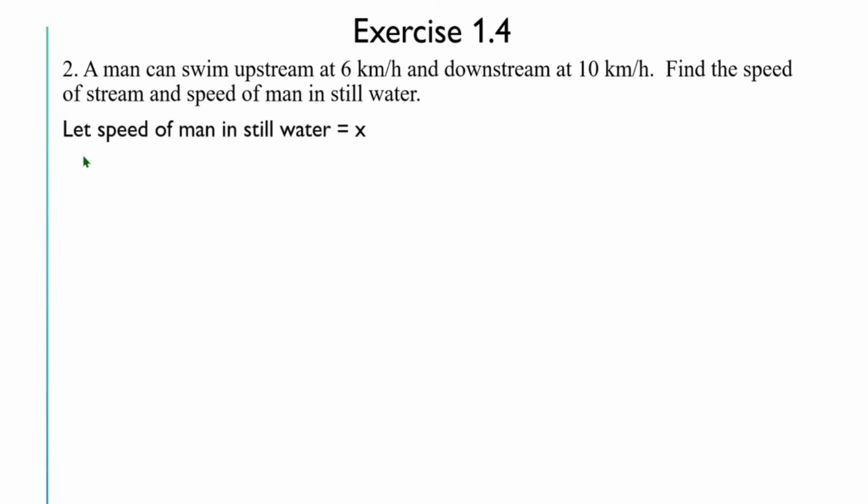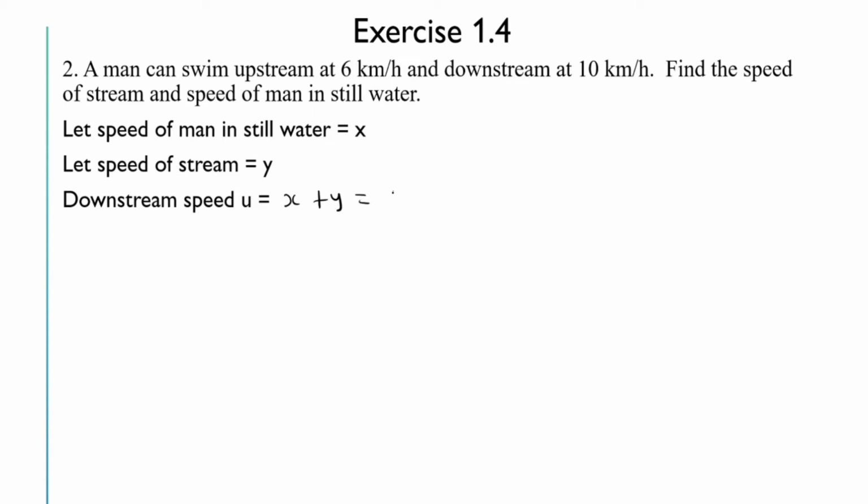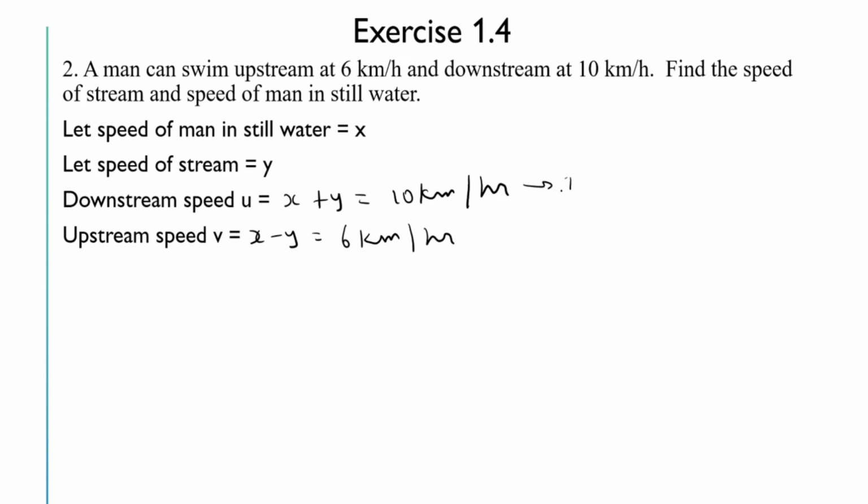So first let us consider speed of man in still water as x km per hour and speed of stream as y. Now the downstream speed u, we have already seen in the formula, u is equal to x plus y. It is given as 10 km per hour. Then the upstream speed v, we know it is equal to x minus y, it is equal to 6 kilometers per hour. So now we have to find x and y. Let us mark this 1 and 2.